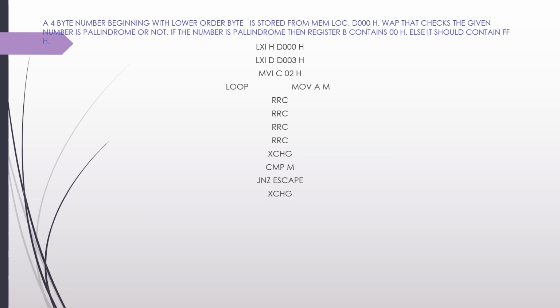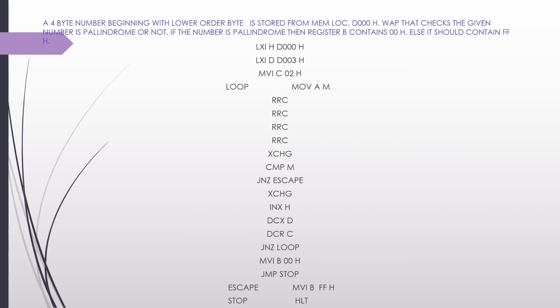That part we'll see, what is the next location. Again you exchange and then increment the HL pair, decrement the DE pair of registers, decrement C, and jump on no zero to loop, that is again move the memory to accumulator. So this part we are repeating. If the comparison gives a not equal result, then we are going to go to the end of the program. Okay, so that is the end of the program.